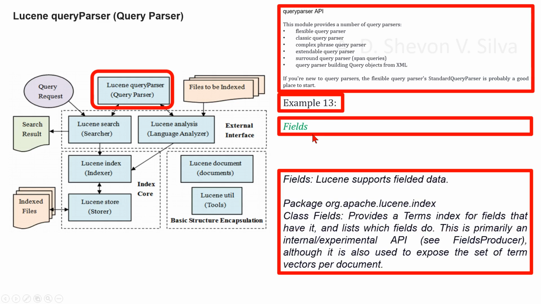Now we are considering fields. Lucene supports fielded data. The class Fields in package Apache.lucene.index provides the term index for fields that have it and lists which fields exist. This is primarily an internal experimental API, although it is used to expose the set of term vectors per document. Lucene supports fielded data. When performing a search, you can either specify a field or use the default field. Field names and default fields are implementation specific.